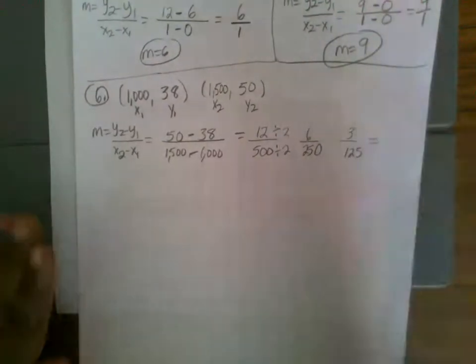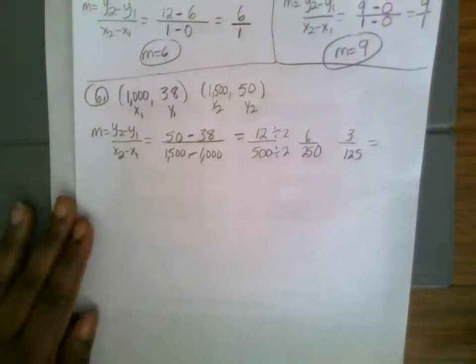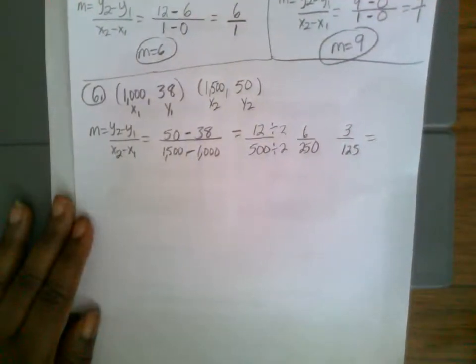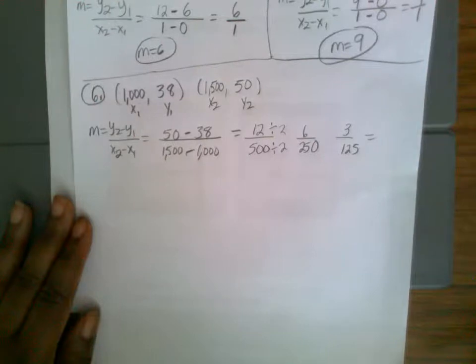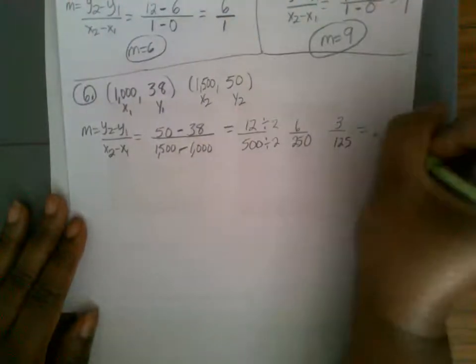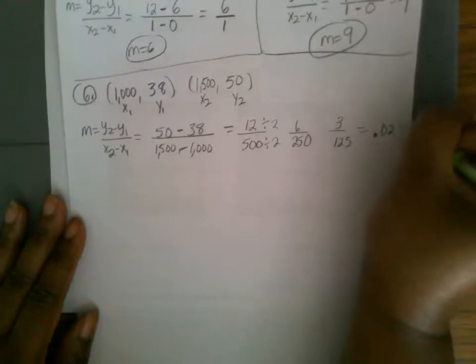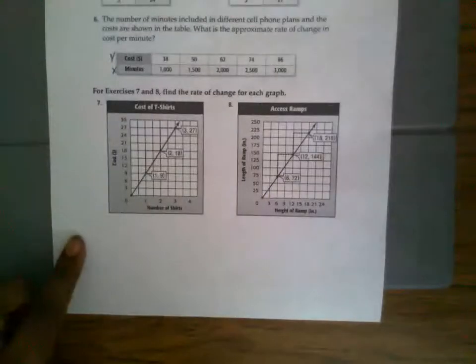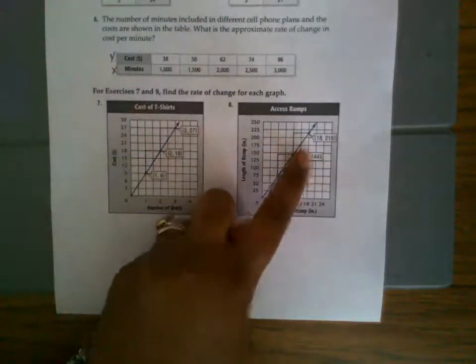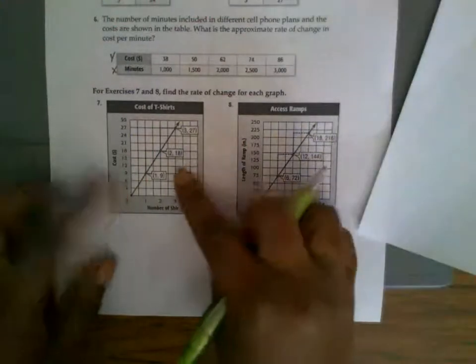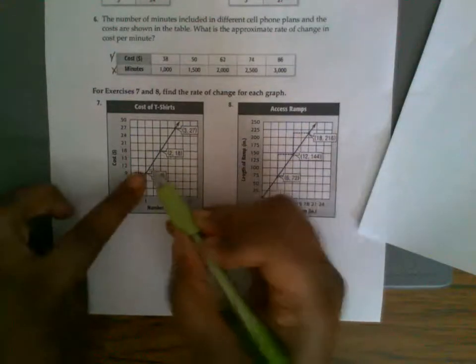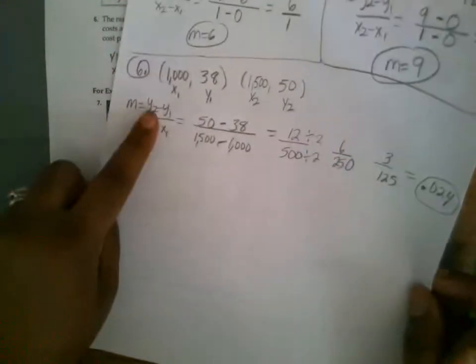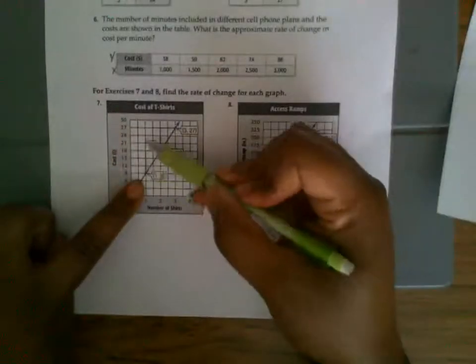Or guys, you can write this as a decimal. And so when you write this as a decimal, 3 divided by 125, that gives you 24 thousandths. Okay? And that's going to be your answer for number 6. 7 and 8, you do the same thing. You take these 2 points, and you're going to use this formula, or you can count rise over run.